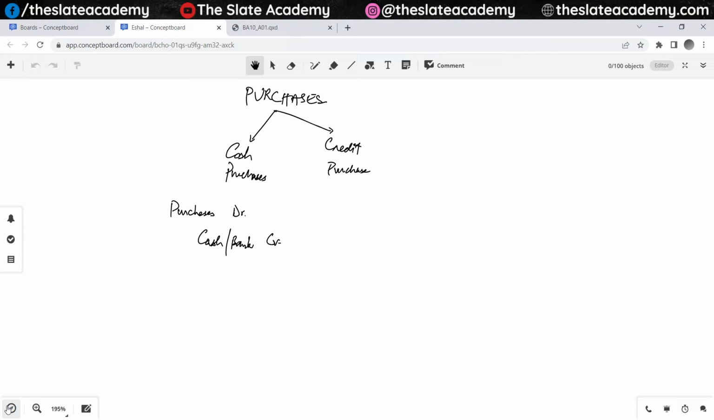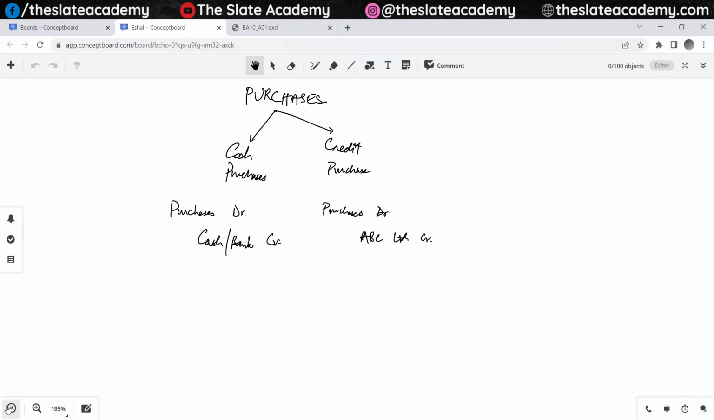And for credit purchases, the entry would be purchases account, I'll debit, and the creditor's account, whoever happens to be the creditor, ABC Limited, I will credit the creditor's account. Since it's a liability that is increasing, and whenever the liability increases, I credit it. And purchases, you can think of it as an expense that increases, I debit the account.